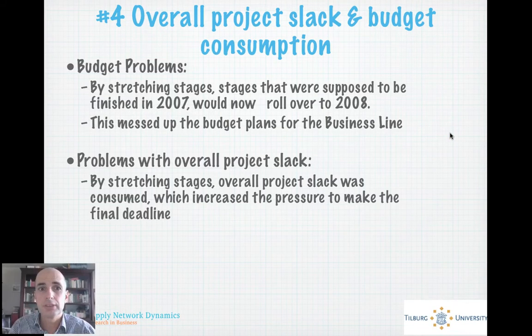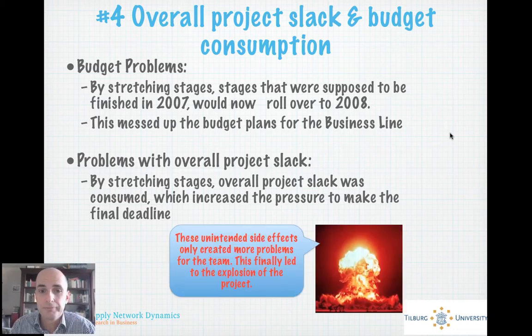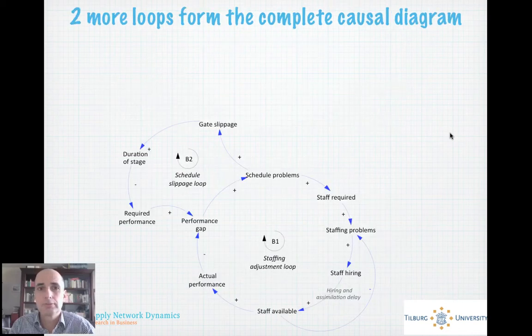And the final loop is that by the stretching of these stages, things that were supposed to be finished in 2007 now needed to be done in 2008. But there was no budget for this project in 2008. And so there was simply no money to do the work. There was money in 2007, but when that wasn't used, through the budget reasons, it was gone. And 2008 didn't have resources for it. And on top of that, by all this stretching of gates, intermediate gates, the overall project duration was simply consumed. There was no slack anymore on the project. They had 11 weeks in the beginning, and they didn't have any weeks left at the end. And that led to the explosion of the project.